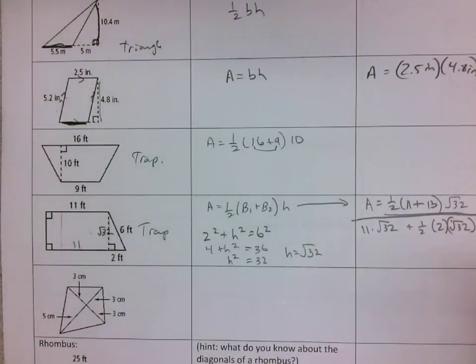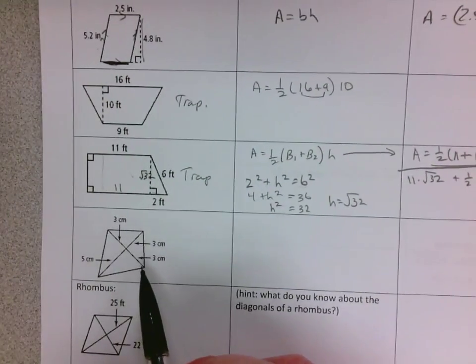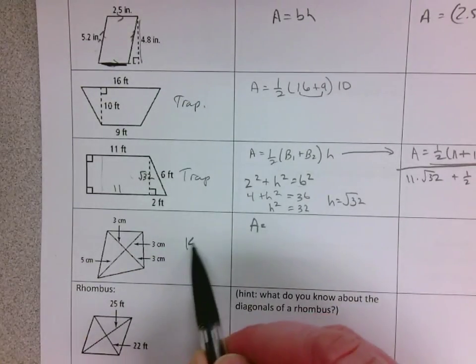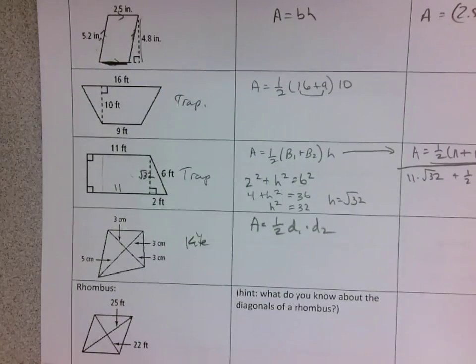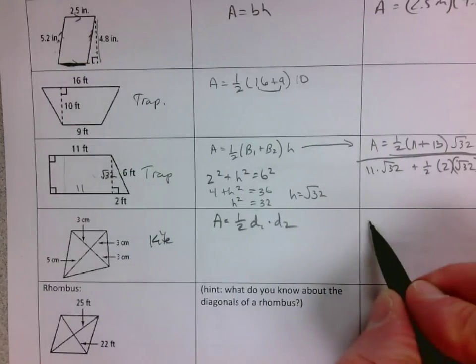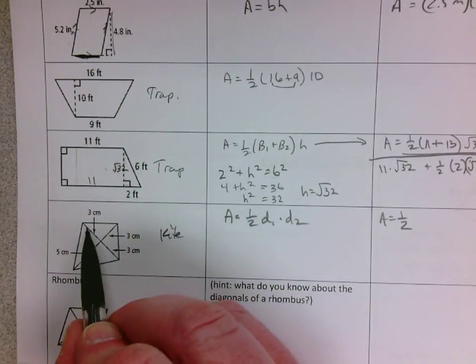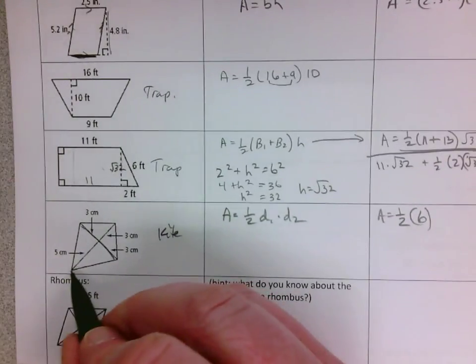Next shape, kite. Area equals 1/2 d1 times d2. Make sure that you're getting the diagonal, not just the numbers there. So diagonal 1 is 6. Diagonal 2 is 8.